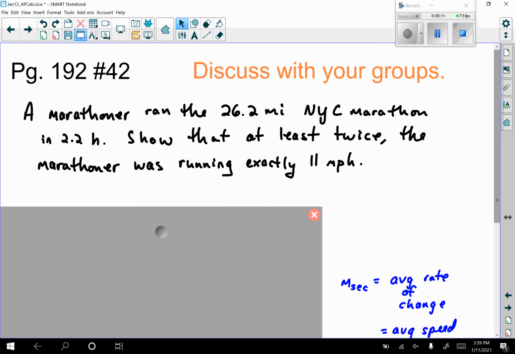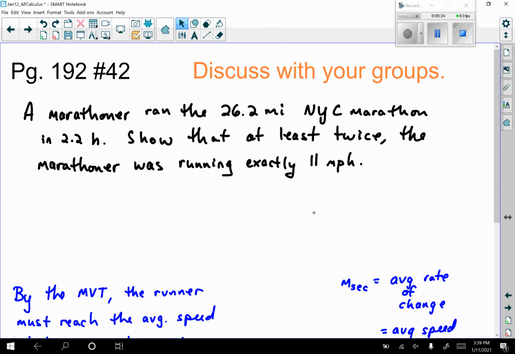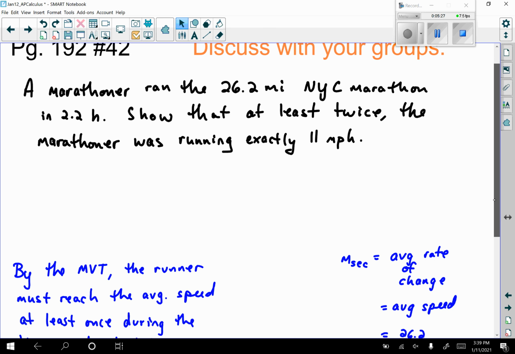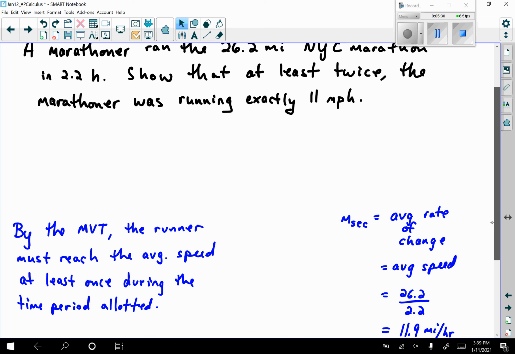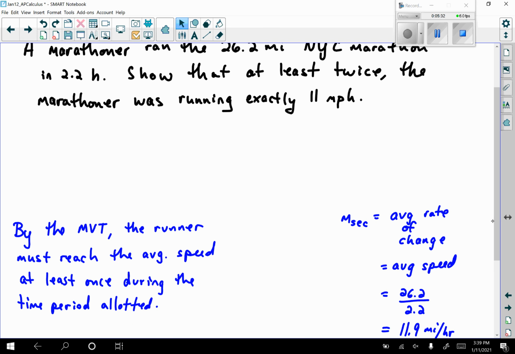Now, because this is a closed interval, if we have a slope of our secant line, there has to be an instantaneous rate that's going to equal that. That's our slope of our tangent line. So we could start this off by saying, by the mean value theorem, the runner must reach the average speed at least once during the time period allotted, meaning his instantaneous rate of change, his instantaneous velocity, would definitely have to equal that 11.9, because the slope of the tangent line would have to equal the slope of the secant line at some point in this open interval.